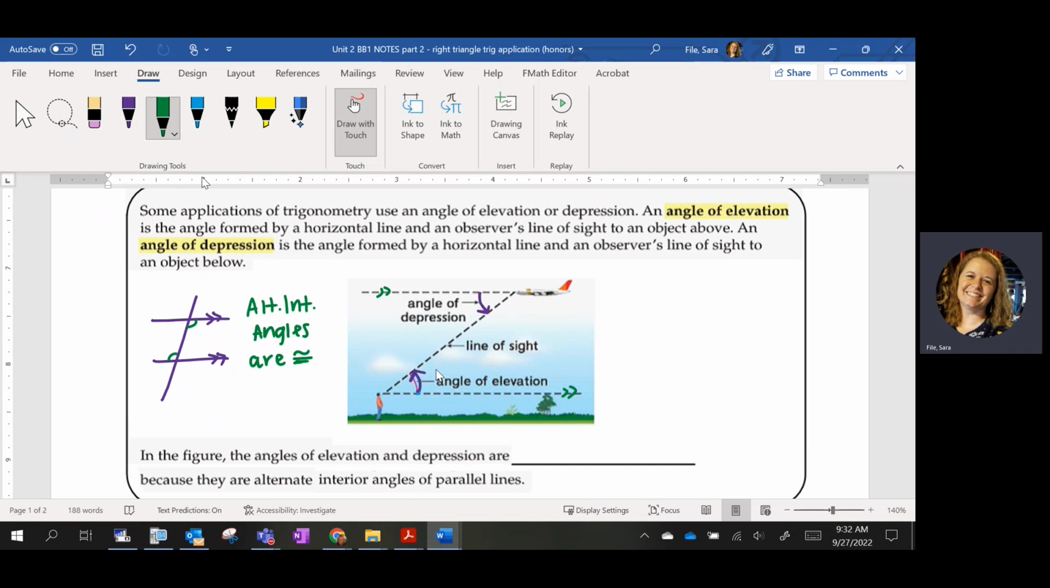Okay, so angle of elevation and angle of depression are actually equal to each other the way that this is drawn. So depending on what you're given in your scenario, if it's an angle of depression and that happens to be outside your triangle, you can just label that number the angle of elevation inside your triangle. Okay, so here it says in the figure, the angle of elevation and depression are congruent, because they are alternate interior angles of parallel lines. Feel okay about that?